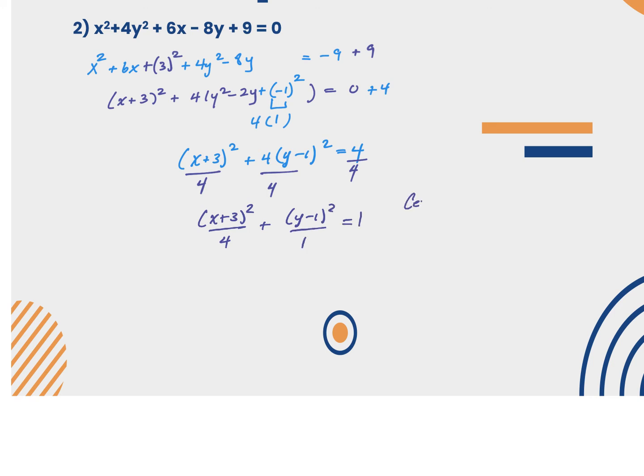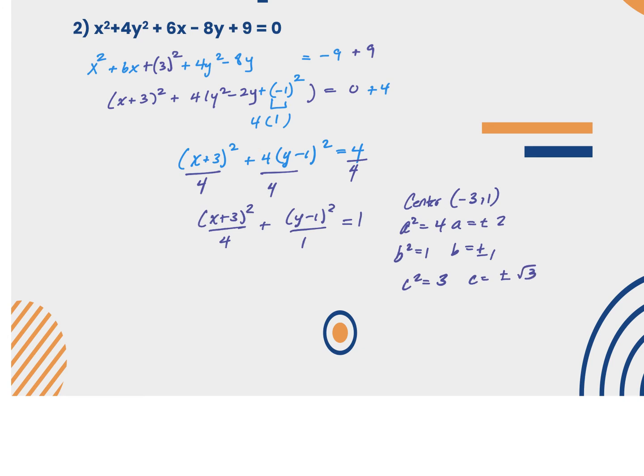Okay, the center is negative 3 comma 1. Remember, for the ellipse, the a is the bigger one, so a squared is 4. a is plus or minus 2. b squared is 1. b is plus or minus 1. And then c squared equals a squared minus b squared. So it's 3. So c is plus or minus root 3.